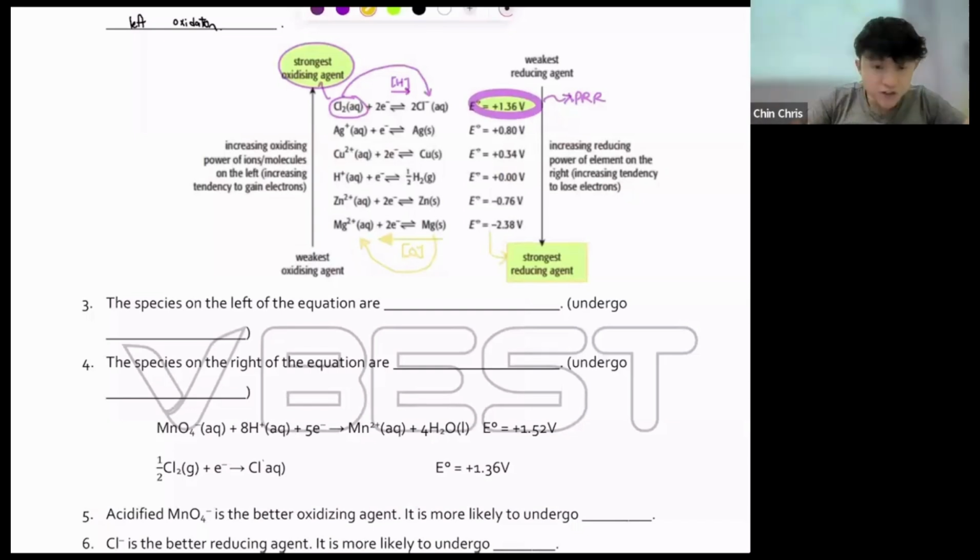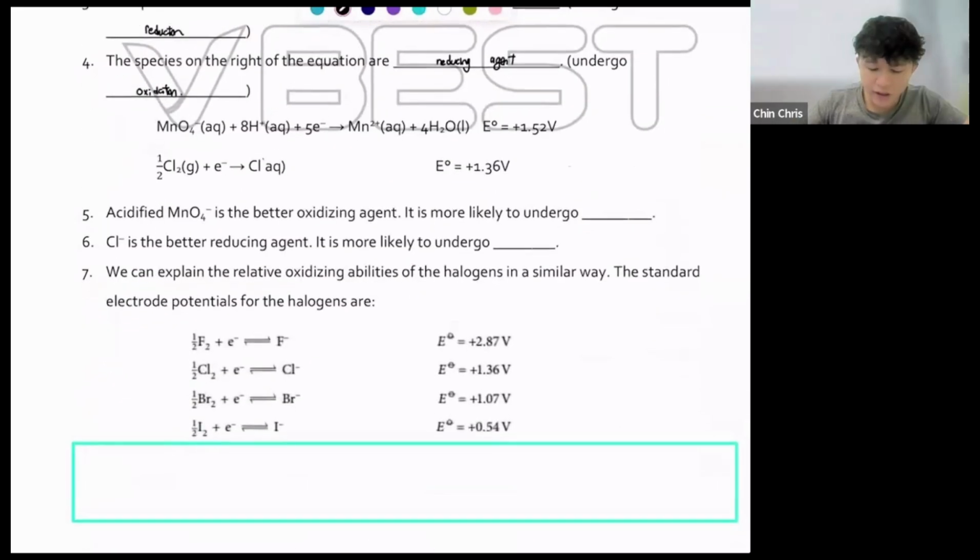Alright, guys, again, species on the left hand side are your oxidizing agent, because they always undergo reduction, right? Species on the right hand side are reducing agent because they always undergo oxidation. Okay, acidified MnO4 is a better oxidizing agent, hence it is more likely to undergo reduction, right? So Cl minus is a better reducing agent, it is easier to undergo oxidation.